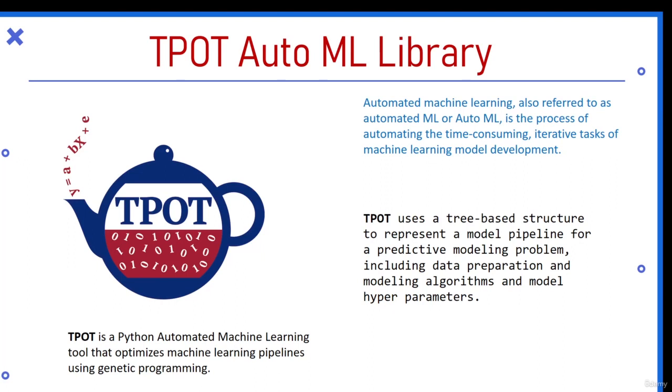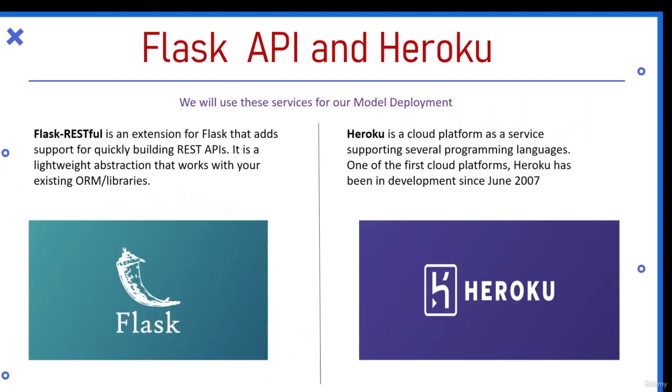TPOT uses a tree-based structure to represent a model pipeline. We'll see what the best pipeline is in a notebook session, in a code session: how TPOT does the data preparation part and builds model algorithms and hyperparameters. That was all about our process and what are the things we will use. Now this is about the Flask API and Heroku. Flask RESTful is an extension for Flask that adds support for quickly building REST APIs.